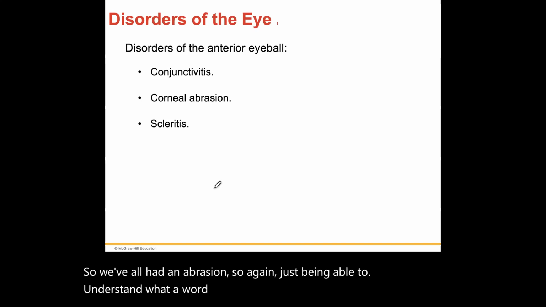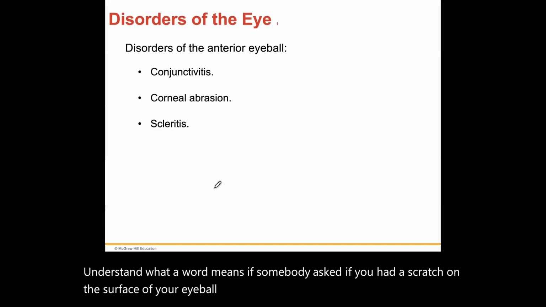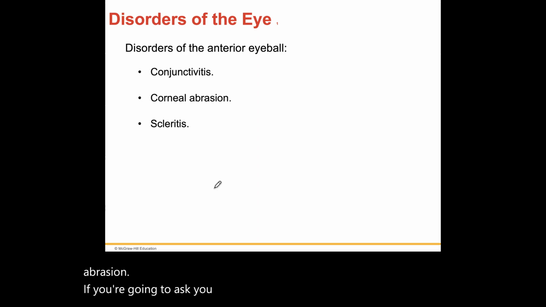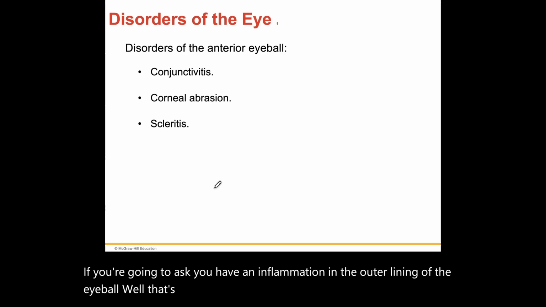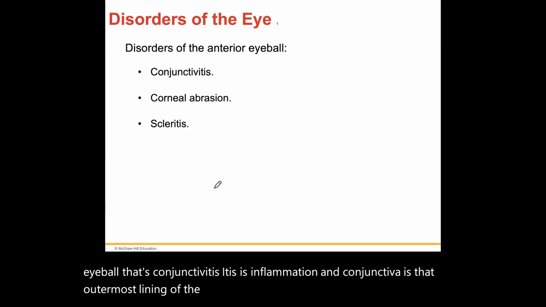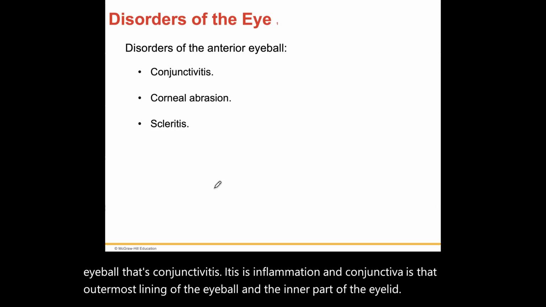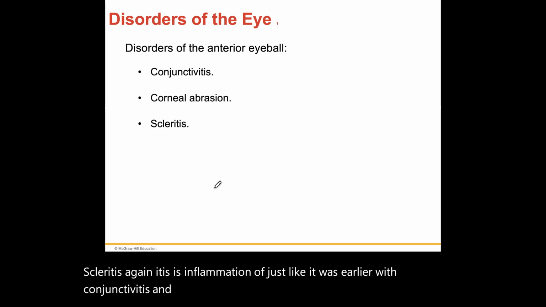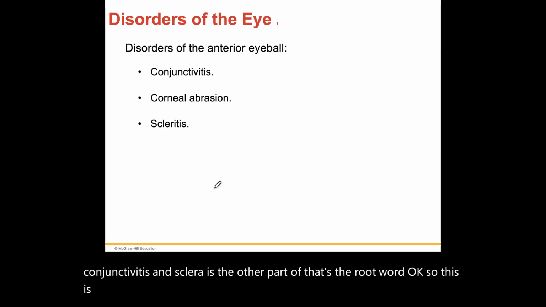If somebody asked if you had a scratch on the surface of your eyeball, you'd say, I have a corneal abrasion. If you have an inflammation in the outer lining of the eyeball, that's conjunctivitis. Itis is inflammation of, and conjunctiva is the outermost lining of the eyeball and the inner part of the eyelid. Scleritis, again, itis is inflammation of, and sclera is the root word. So this is an inflammation of the sclera.